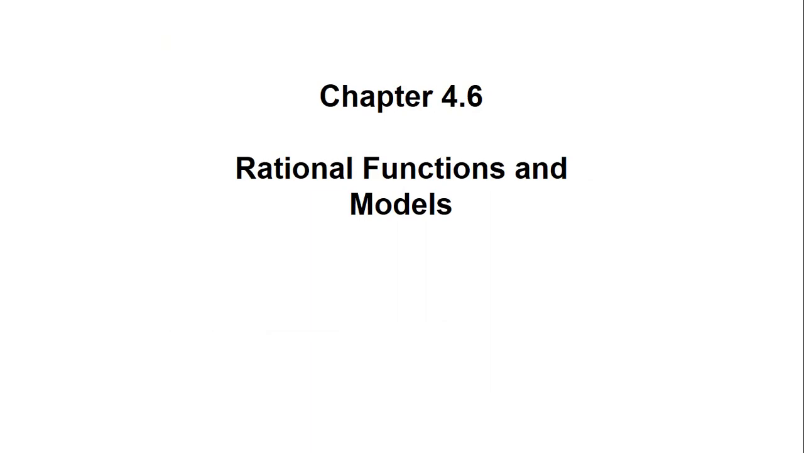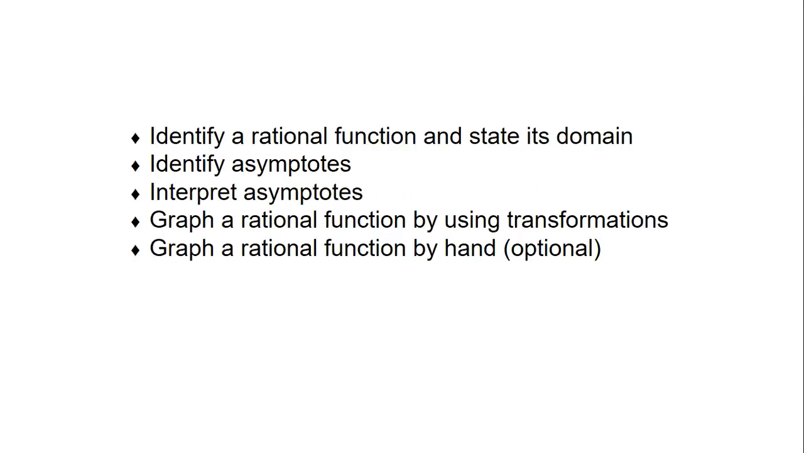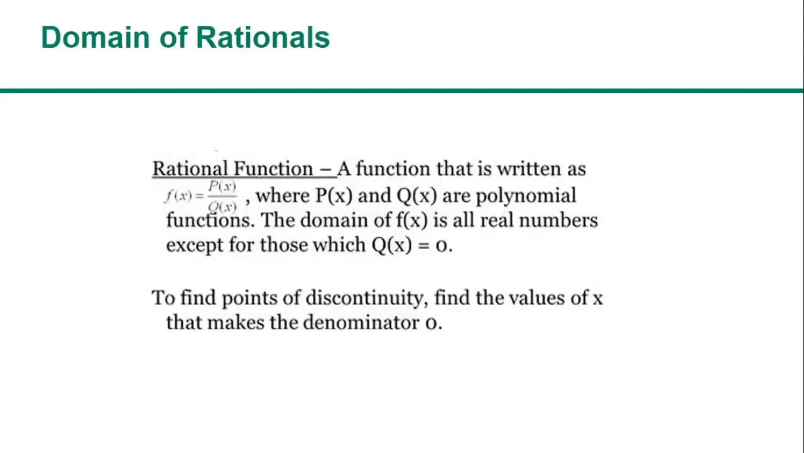Okay, but rational function. So again, a rational function is when you have a polynomial in the numerator and in the denominator. The key point is when you have a variable in the denominator. So we're going to talk about identifying their domain, identifying asymptotes, interpreting the asymptotes, and graphing. It's really fast, FYI.